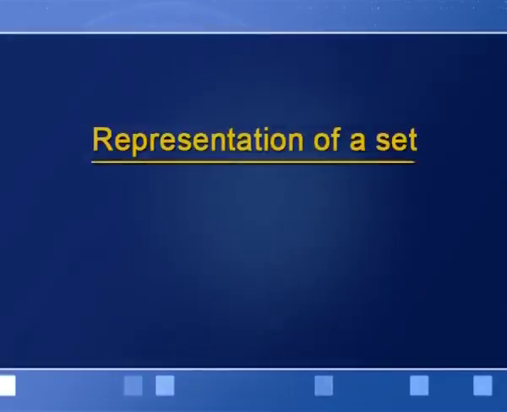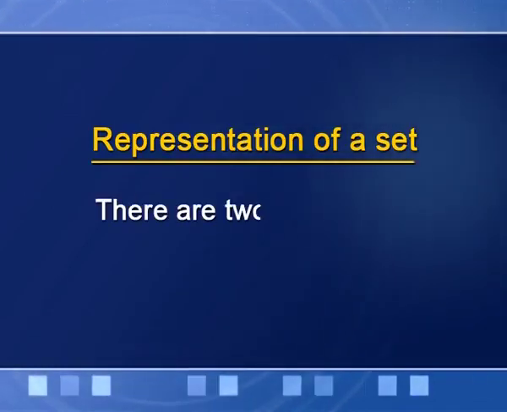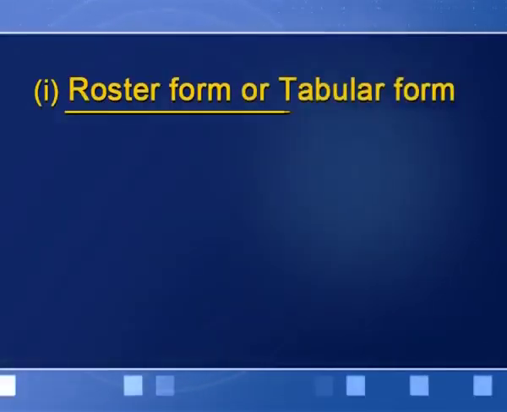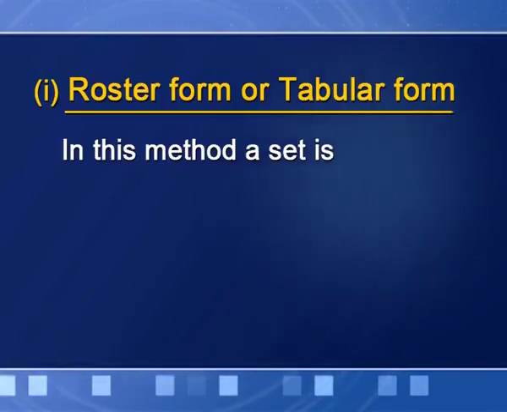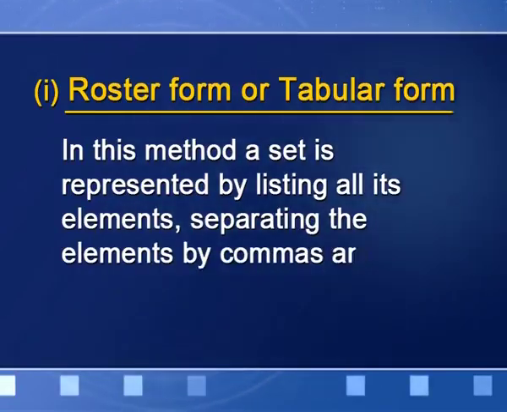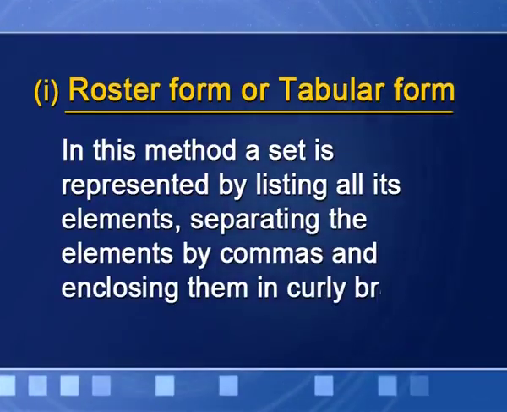Let's now talk about the representation of a set. Generally, friends, we have two methods to represent a set. The first method is roster form or tabular form. In this method, a set is represented by listing all its elements, separating the elements by commas and enclosing them in curly brackets. So what we need to do here is just write the collection of the elements or the set members, separating them with the help of commas, and enclose the collection within curly brackets.